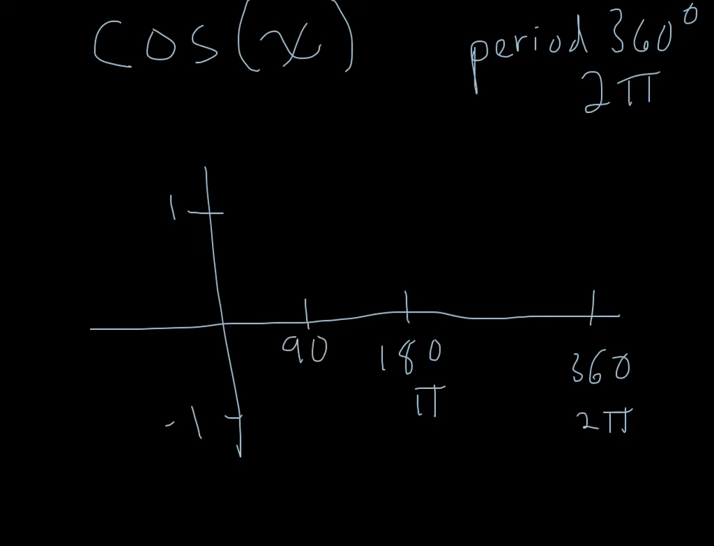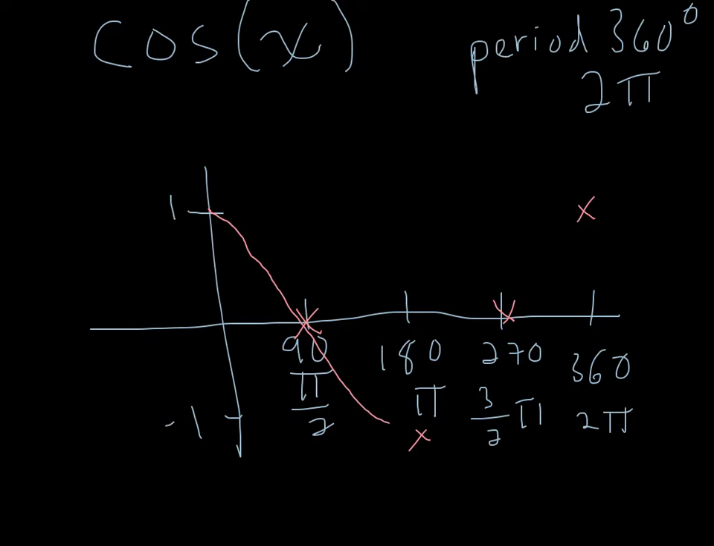90 degrees, which is pi over 2. And 270, which is 3/2 pi. So remember what this looks like. We start here. These are going to be my x-intercepts, and my minimum point will be at 180. And then it will finish here. So it looks something like that.